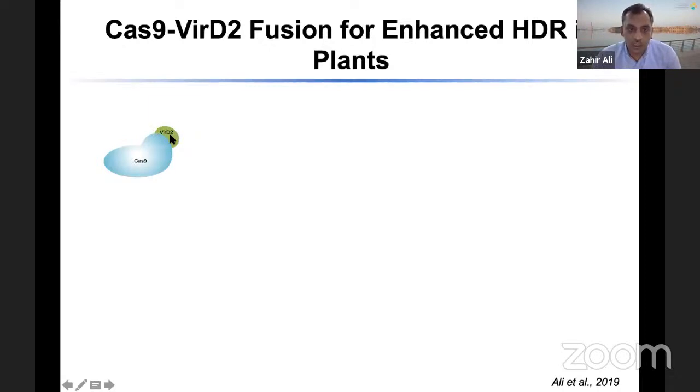Vir2 is the agrobacterium protein, which is basically bound with the tDNA and transfers the tDNA from agrobacterium to the plant. So if you have this Vir2, it can bind with any repair template, and the Cas9 can make a cut, and the repair template will be there, and this can be used for the repair at that site.